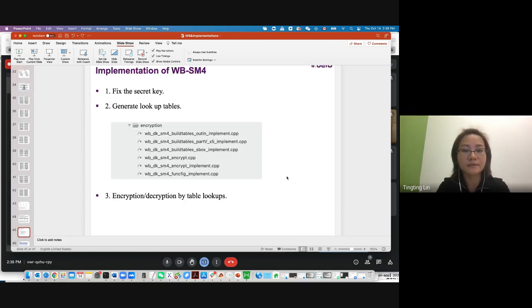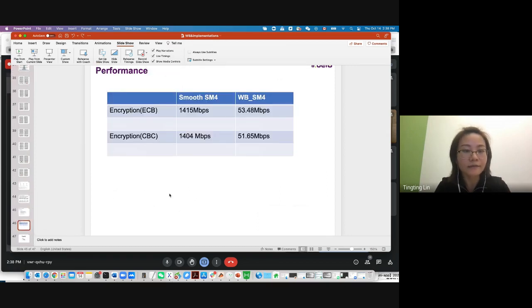And we implemented the white box SM4 with C++. The first step is to fix the key, and then we generate the lookup tables, and then we just use the lookup tables to do encryption or decryption. And as I said before, we can see from the design of the white box implementation, we add many additional steps in the algorithm, masks, obfuscations, encodings, etc. We add so many things in order to obfuscate the algorithm to make it harder to analyze.